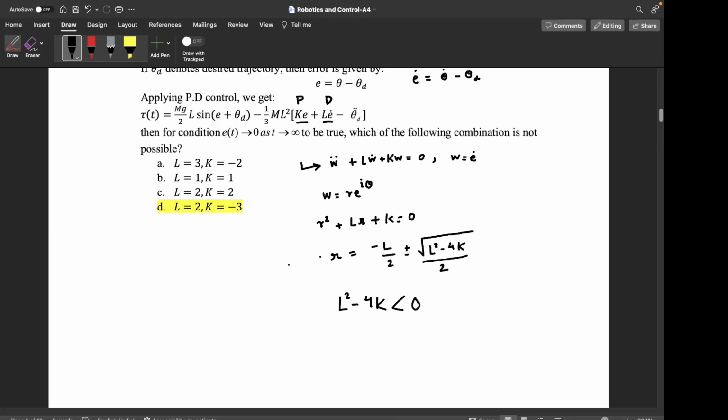Now let's check the value of L square minus 4k for all these cases. The first would be 3 square, plus minus will cancel out. So 3 square plus 8, that is 17, which is greater than 0.